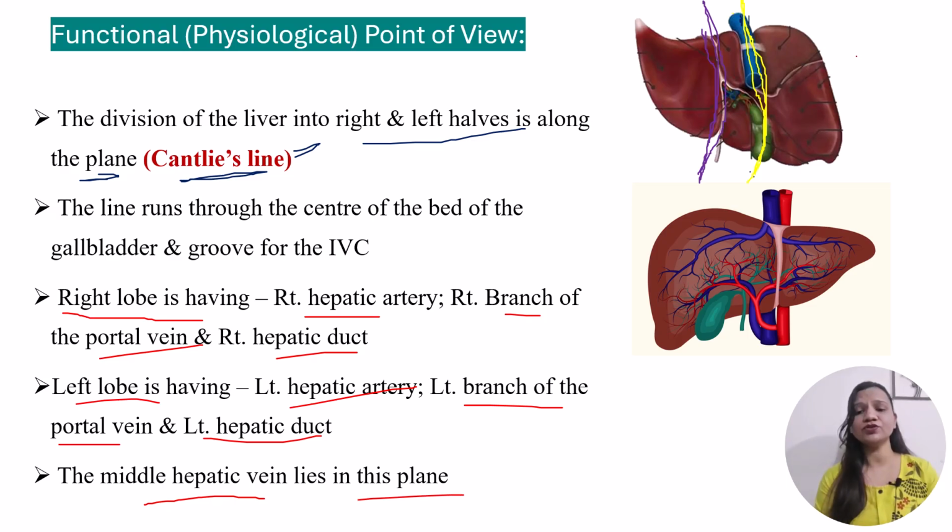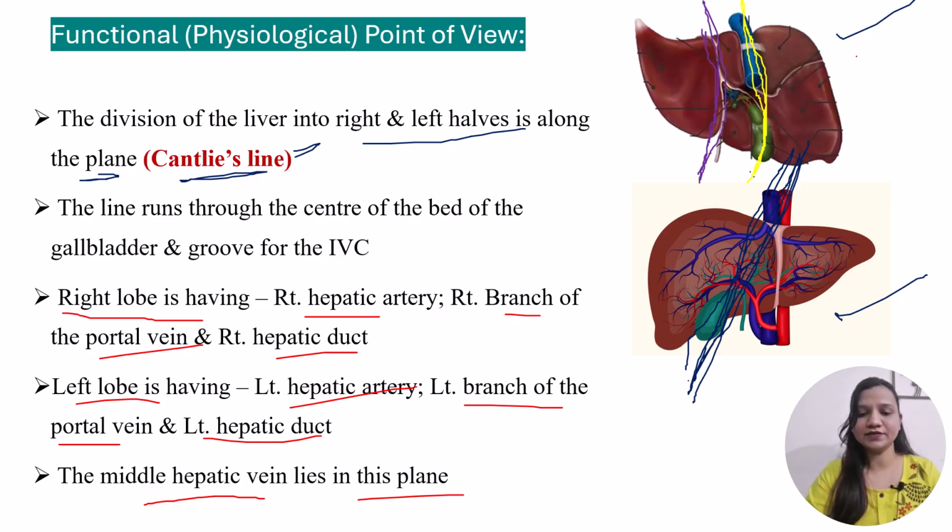Now, you have to keep in mind in this picture that this is the Cantlie's line, which runs from the bed for gallbladder to the groove for inferior vena cava. This is the Cantlie's line, which runs obliquely. Here we have seen the posterior or inferior surface, and here we are seeing the anterior surface, how this Cantlie's plane or line runs.